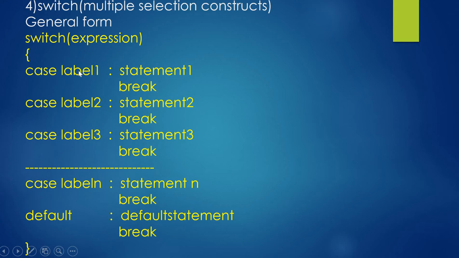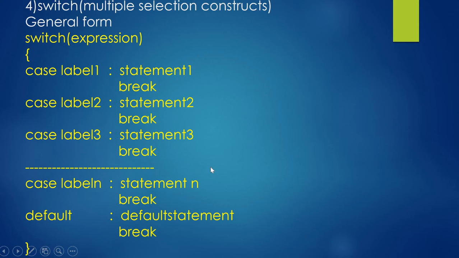See here, we are checking this expression. If this expression is equal to label 1, which statement is executing? Statement 1 is executing. After that, break. Break means it is coming out of the switch. That is, the statement after this switch, it is coming after this bracket. Break means it is exiting from this switch statement.